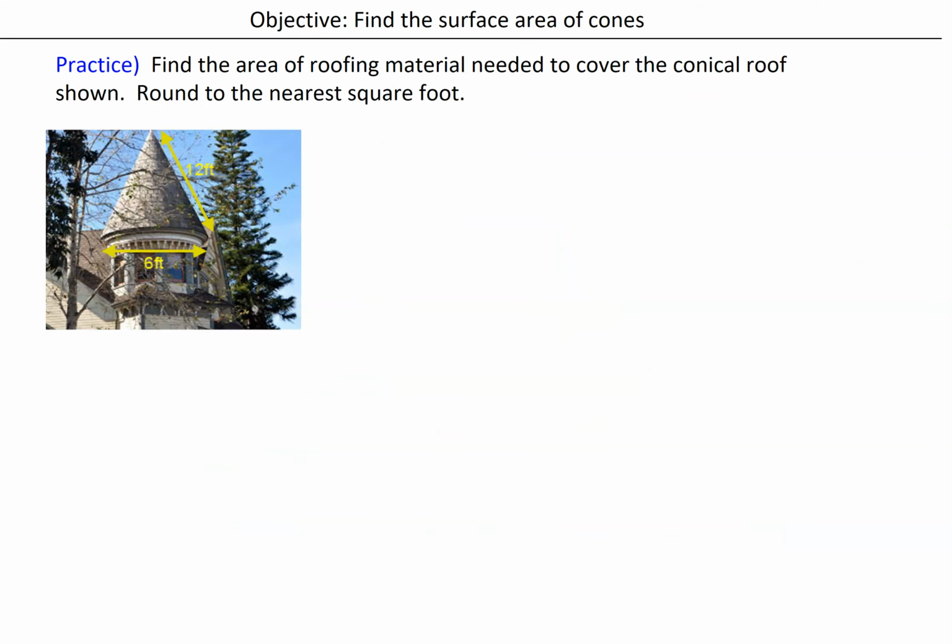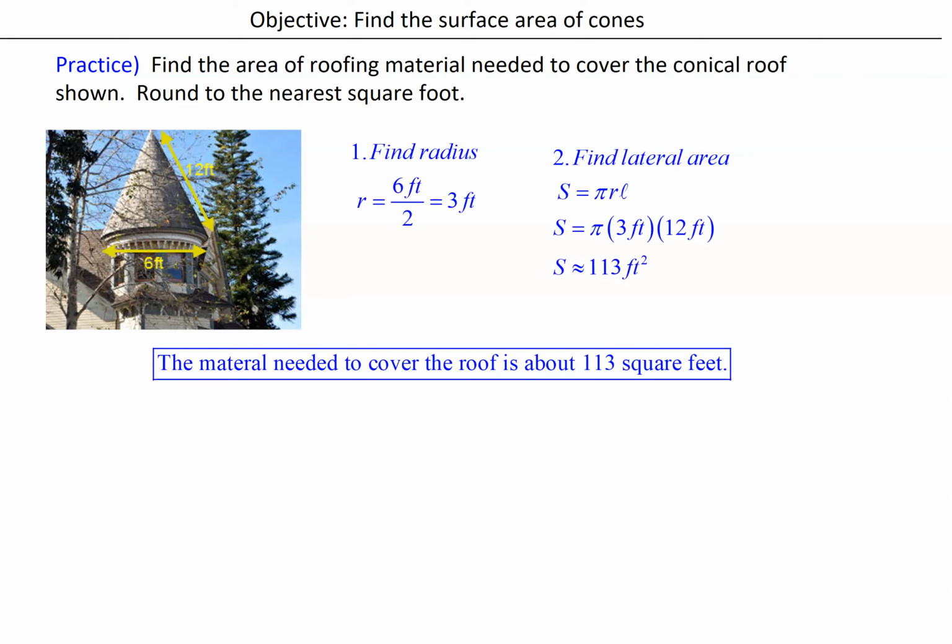Second practice problem, so please pause your video here and come back when you're ready to check your answer. Let's take a look at this one. Given the diagram, it shows the 6 feet goes all the way across the bottom of that cone roof. So that means our radius is half of that 6, which is 3 feet.